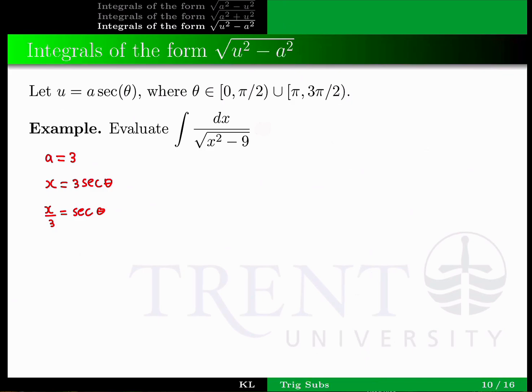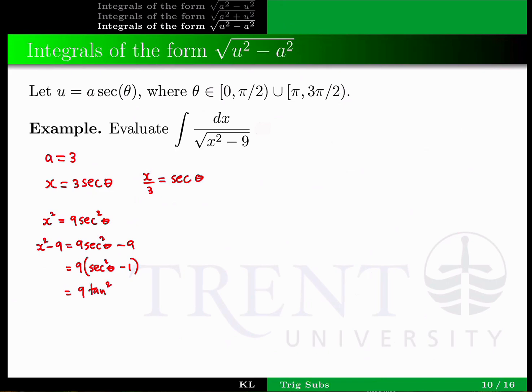Anyway, I've written it there. Let's just keep that for later. But what I want to do actually is to square both sides. We will have 9 secant squared theta. And then we will have x squared minus 9. This will be 9 secant squared theta minus 9. We factor out 9. We will have secant squared theta minus 1 inside the parenthesis. But then again, secant squared minus 1, that's tangent squared. So 9 tangent squared theta.